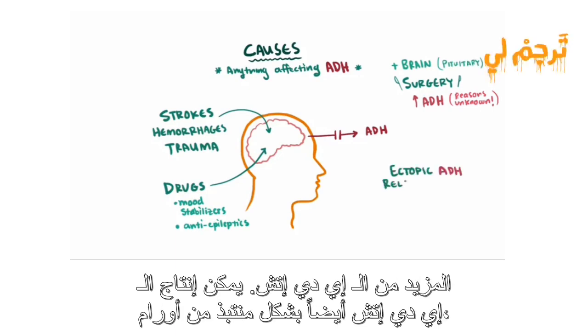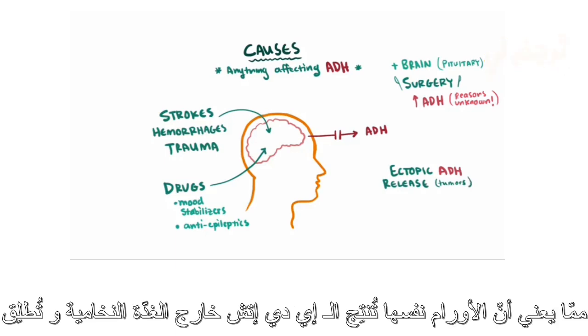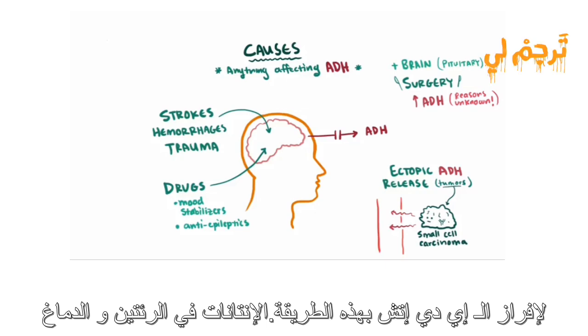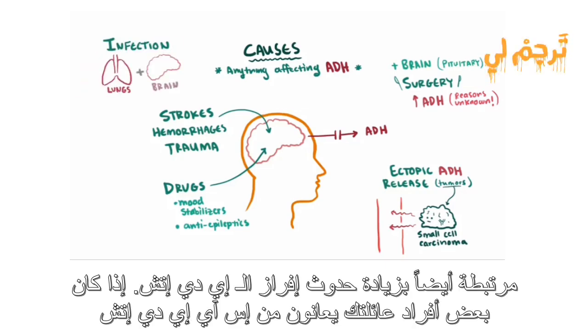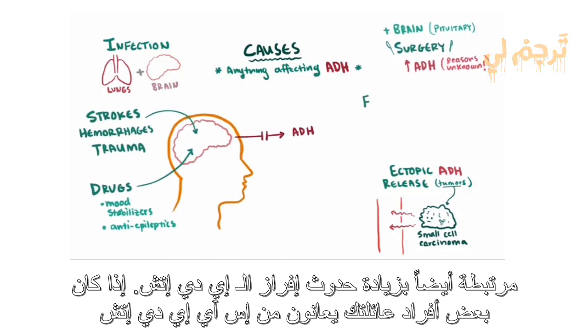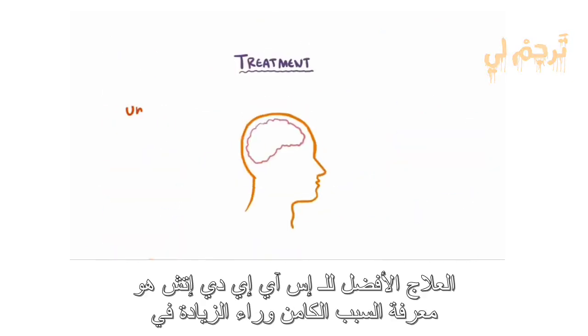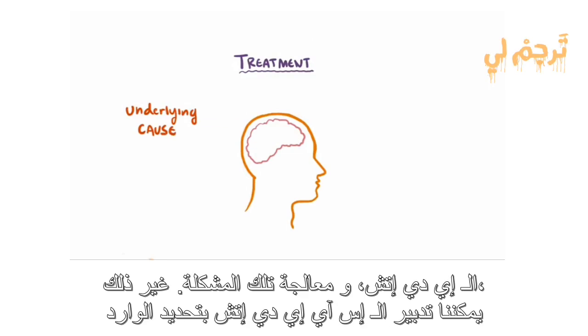ADH can also be produced ectopically by tumors, which means the tumors themselves produce ADH outside of the pituitary gland and release ADH into the bloodstream. Small cell carcinoma in the lungs is the type of cancer most likely to release ADH in this way. Infections in the lungs and brain are also linked to an increased risk of ADH secretion. If some of your family members have had SIADH before, that means there's a possibility you may develop it as well.